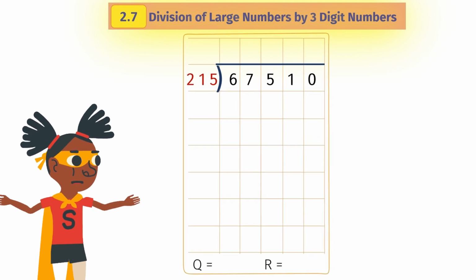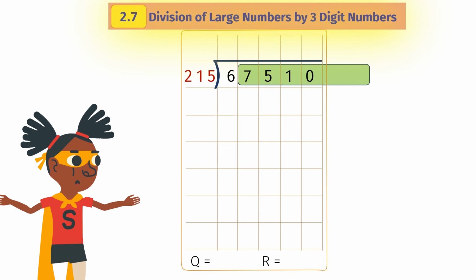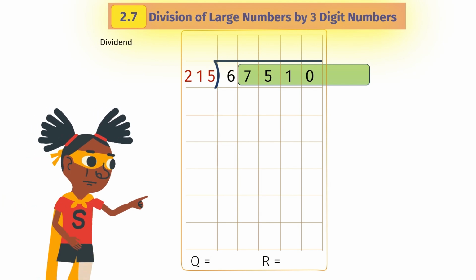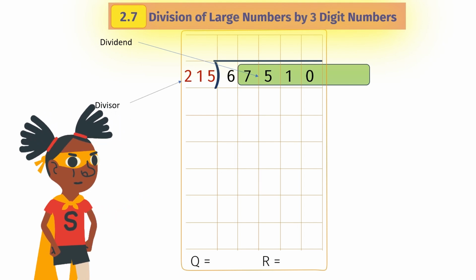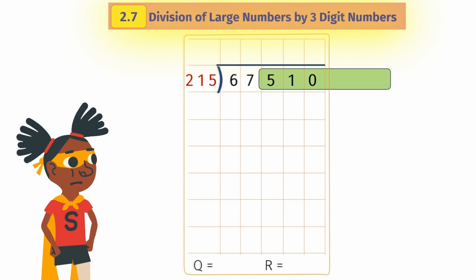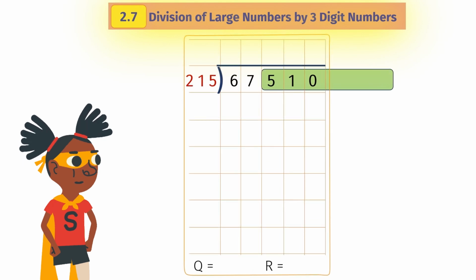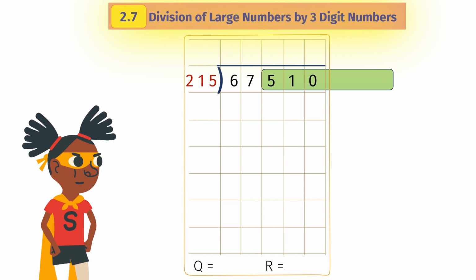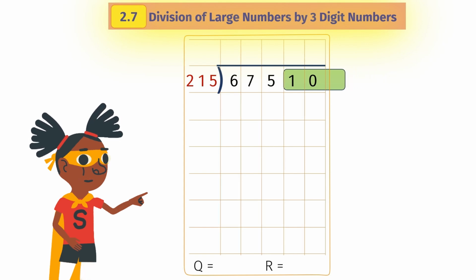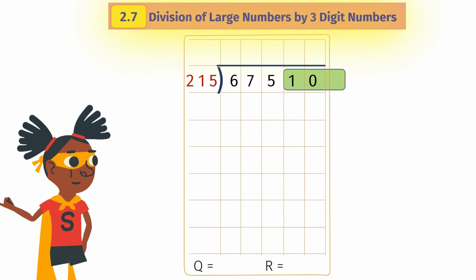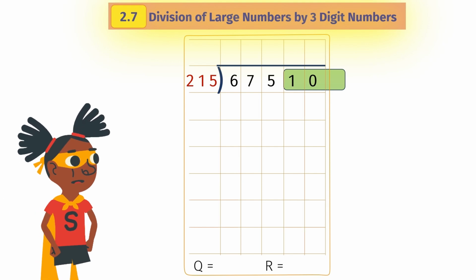We know that, in the dividend, we need a number greater than the divisor to proceed with the division. 6 is lesser than 215. 67 is lesser than 215 as well. 675 is greater than 215. Let us start with that. So we have to divide 675 by 215.